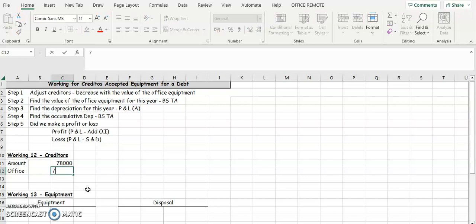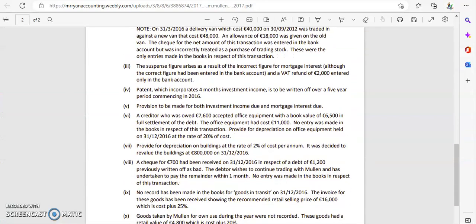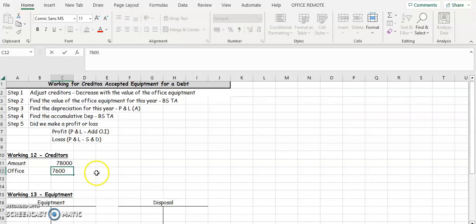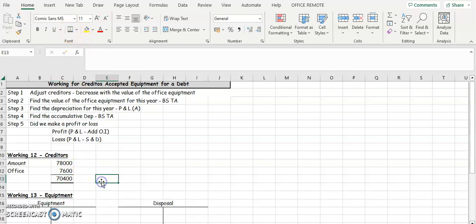So we accepted office equipment of 7,600 as part of the question. So that's what we're going to reduce our creditors by, because that was in respect of the full debt. So our creditors figure is going to be 70,400. That's going to go into your balance sheet as a current liability.